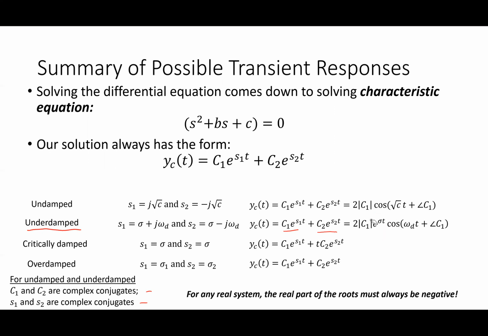Now, as I've said, because this is a real system, the real part of the roots must always be negative to enforce the decay rather than the growth, all right? Because in a real system, the transient better decay and not grow, okay?